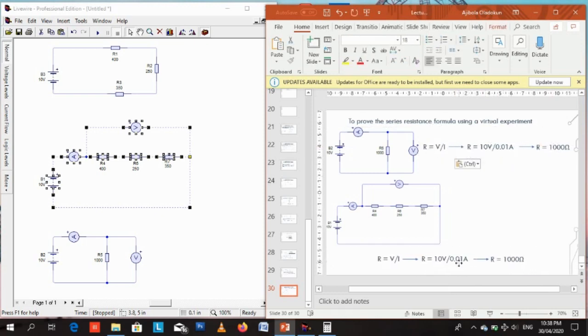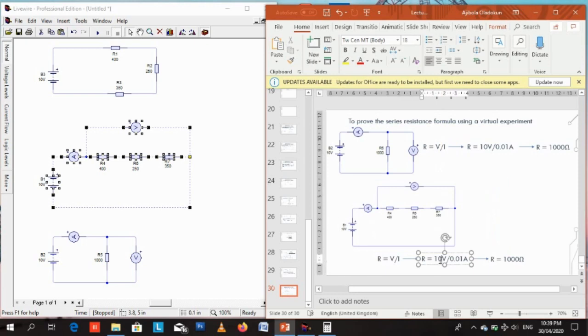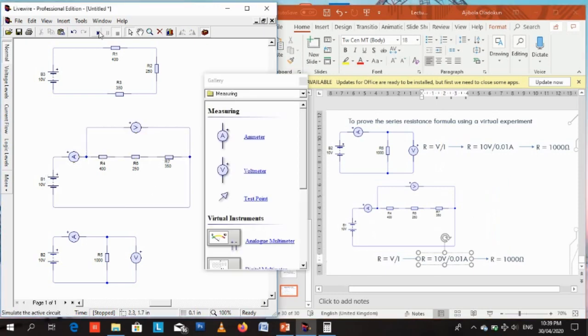Copy and paste. And let me move this circuit to a good position. R equals V over I. Now we see here that it's basically the same thing, because if we simulate, the voltage is 10 volts.